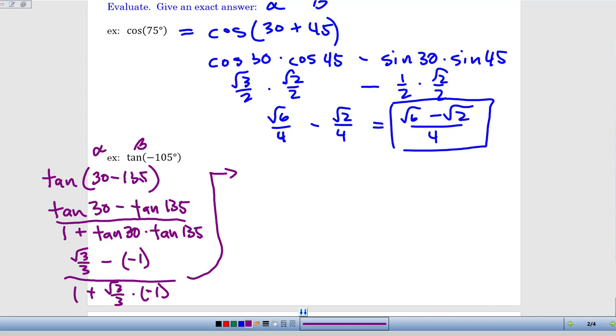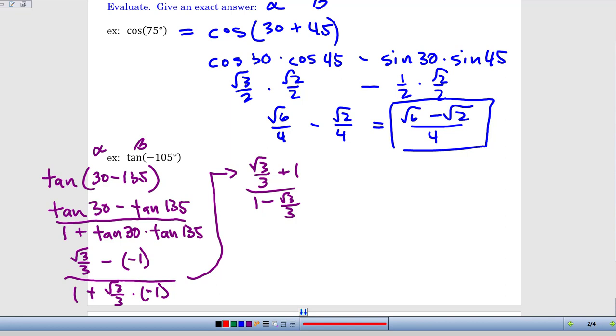So let's get started on that. So we've got root 3 over 3 plus 1 on the top, since we're subtracting a negative, over 1 minus root 3 over 3 on the bottom. So we have a couple issues going on here. First of all, we've got fractions within fractions. So we're going to have to deal with the fact that we have a complex fraction, and we can't have a square root in the denominator. So the first thing that I'm going to recommend is to get rid of the fractions within the fractions.